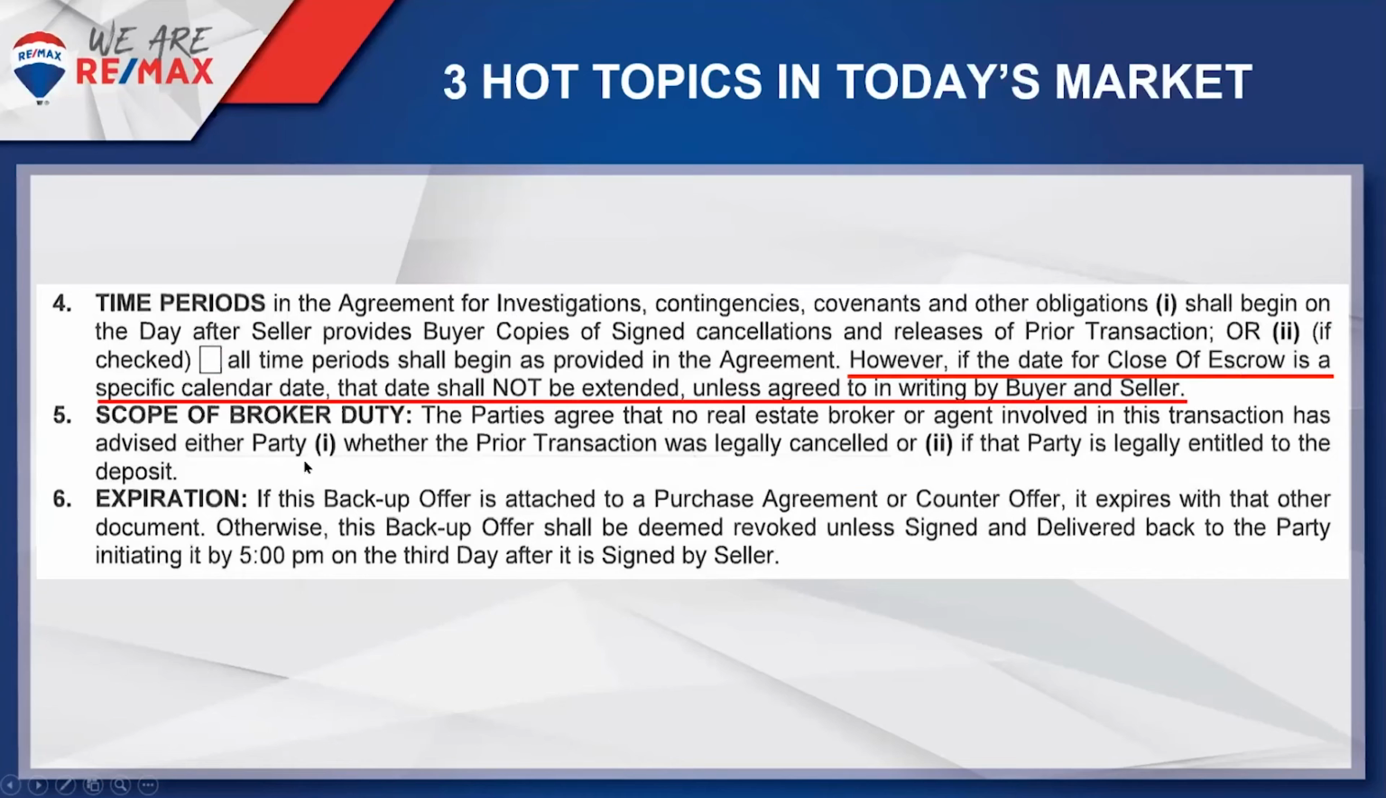Now, if the close of escrow is a specific calendar date, that date shall not be extended unless in writing by the buyer or seller. So the contract has a close of escrow date that starts immediately. So if you write a 45-day escrow, that doesn't start when you get cancellation of the first offer. It starts immediately. The 45 days starts clicking immediately. So that's important to keep in mind. You can extend that in writing if it's taking a while to get that first offer completely canceled.